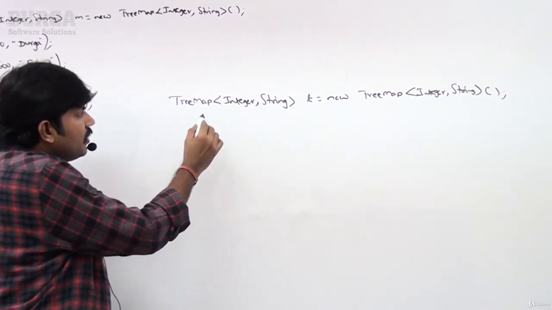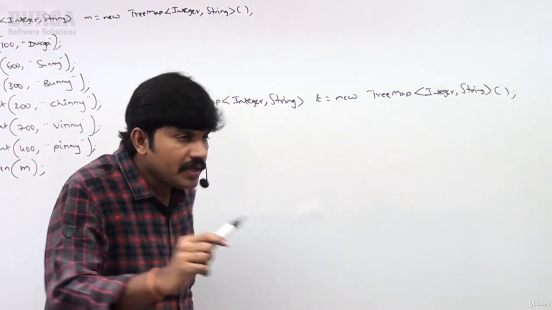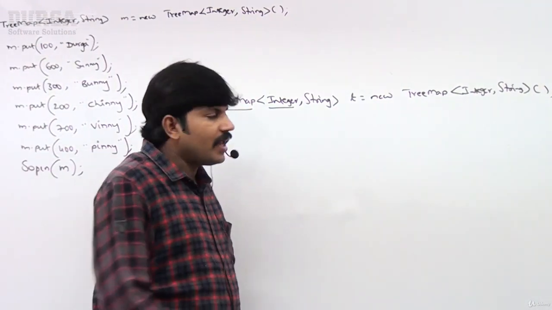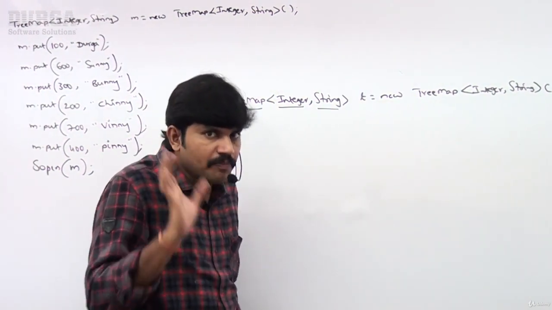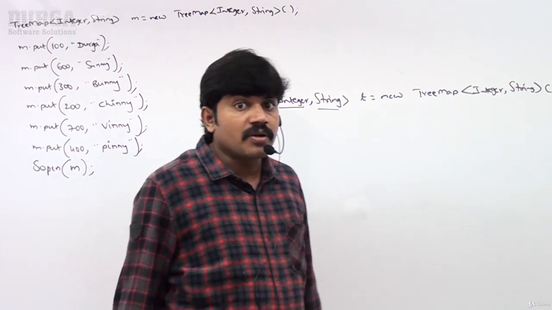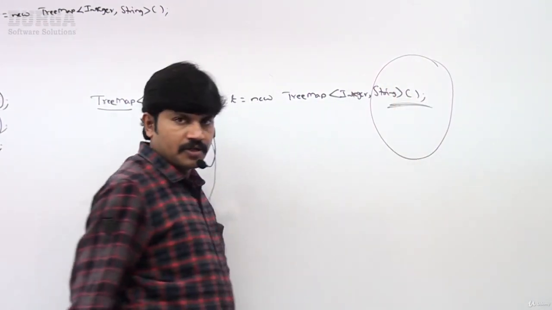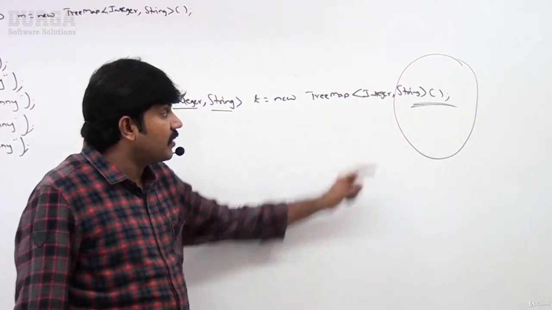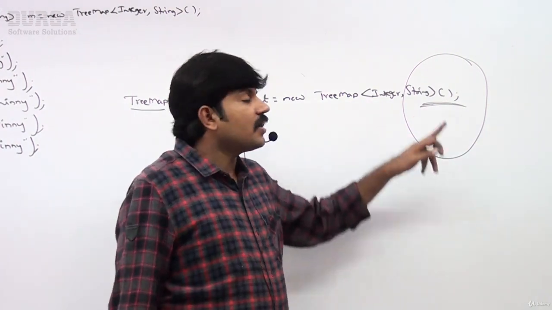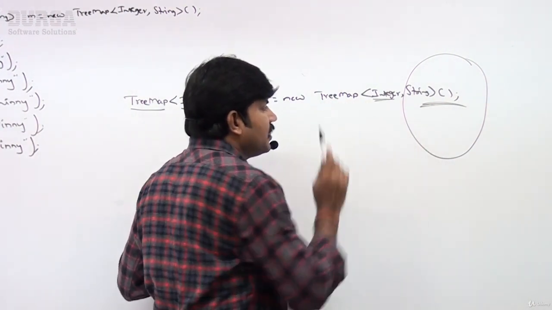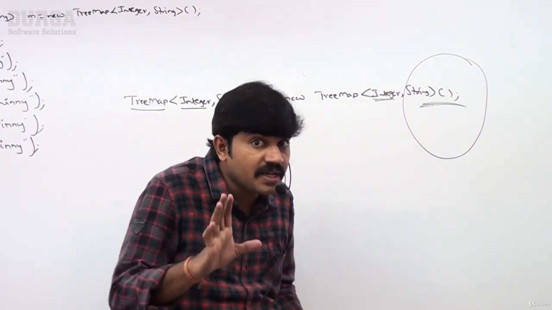Here, observe, this TreeMap can hold key-values where the key is Integer type and the value is String type. Remember this one. By default, TreeMap is always meant for the default natural sorting order of keys, because here we are not passing any comparator object as the argument. If you are not passing a comparator object, then the default natural sorting order will be there. Sir, default natural sorting order for Integer means ascending order, right?